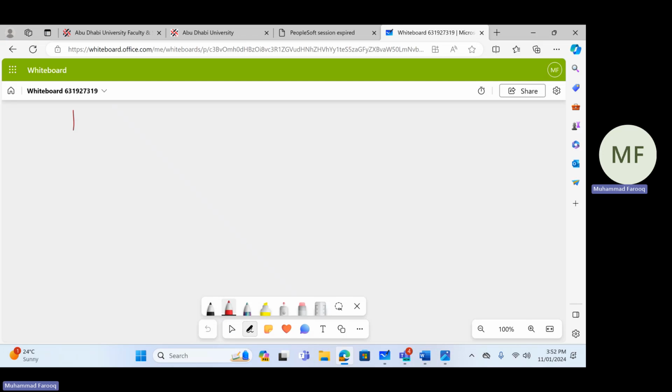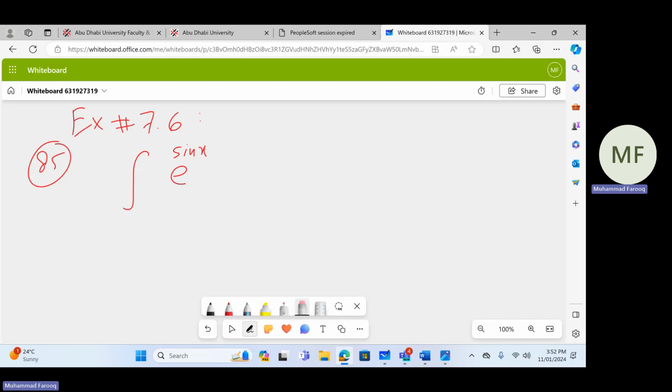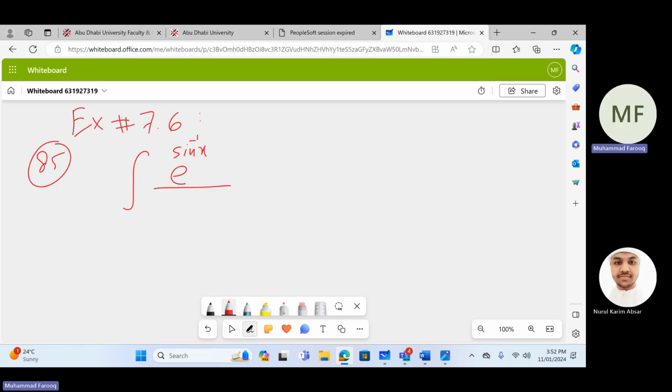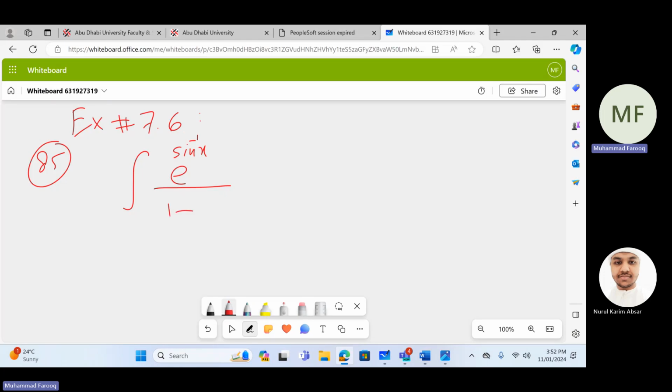So 7.6, same section we discussed already. Question 85, please. Integrate 3 raised to power sine x. How do you know which way to approach, whether exponential or the natural relation? Look at it here: the square root of 1 minus x squared. For example, this question is.